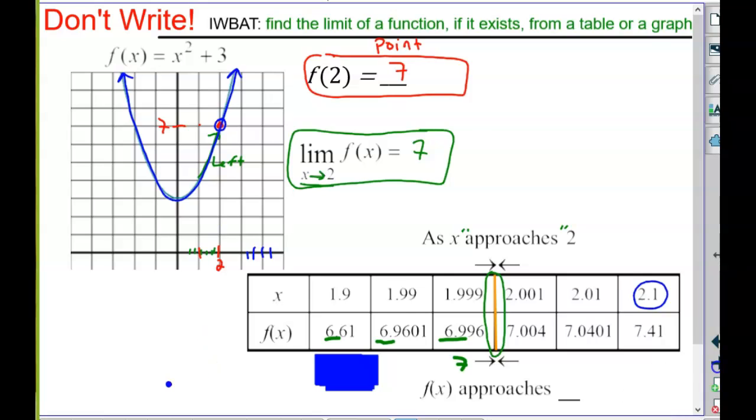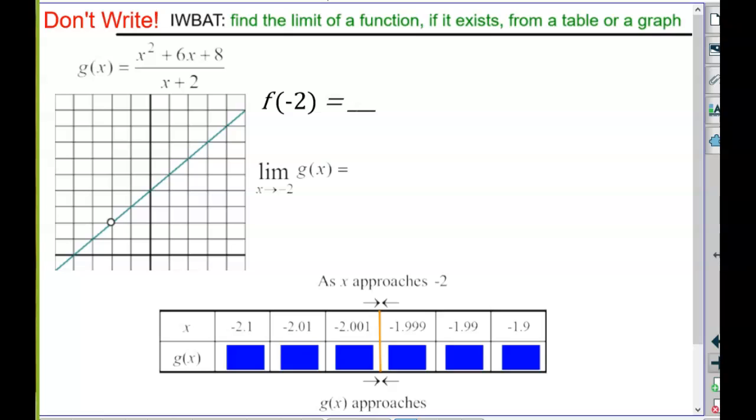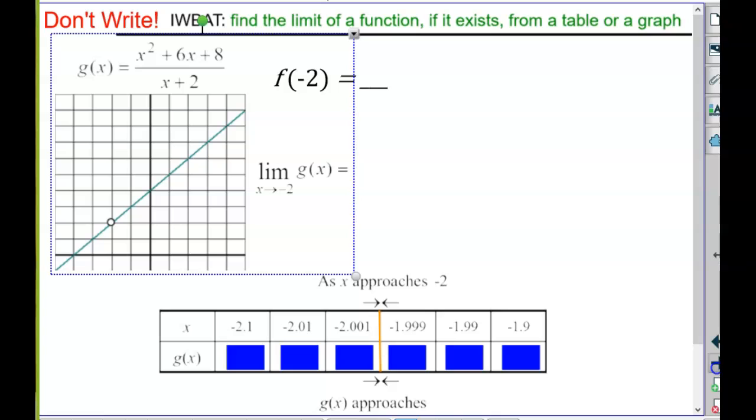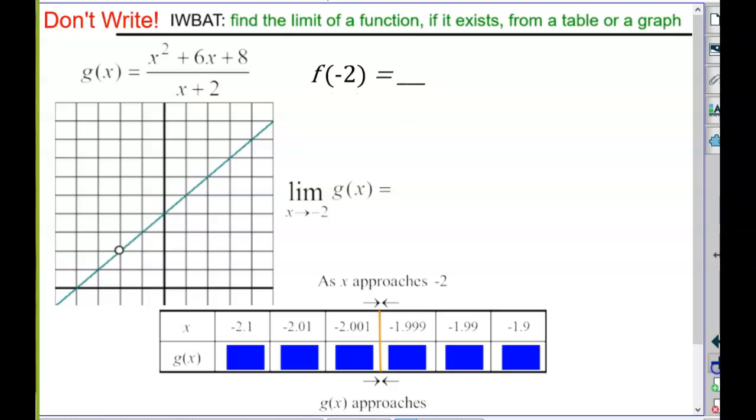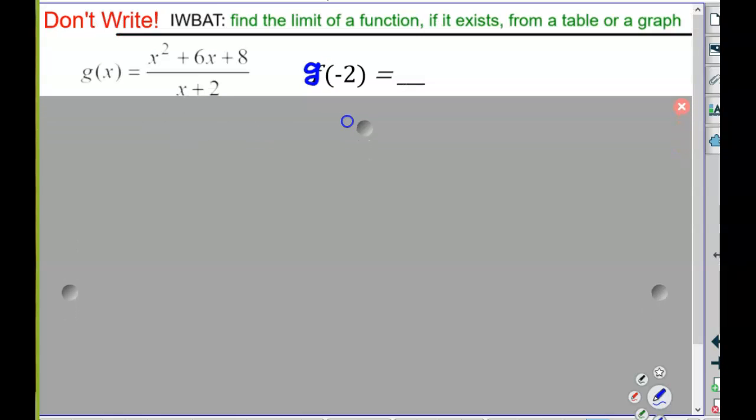So, let's take a look at another one really quick. So, same idea. Let's start first with the point. G of negative 2. Here's my function. I'll make this a little bigger. So what I'd like you to do is find G of negative 2 right now. If I just gave you that, and I said find G of negative 2, what would you do?